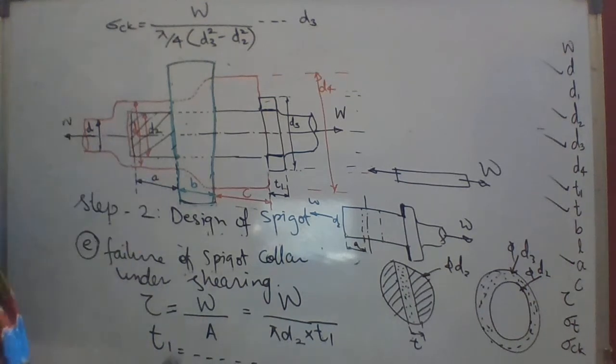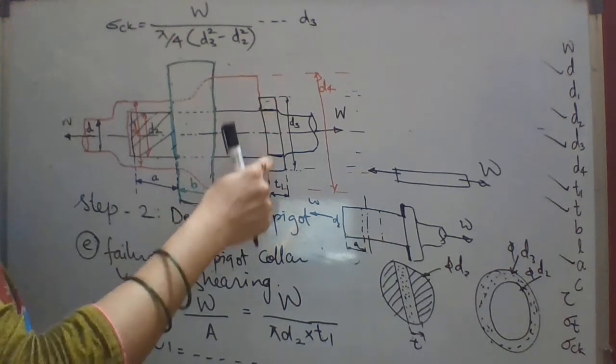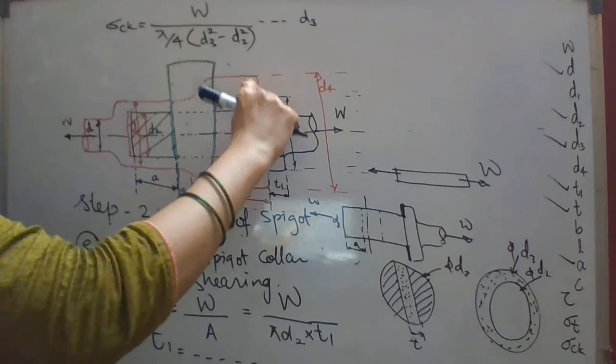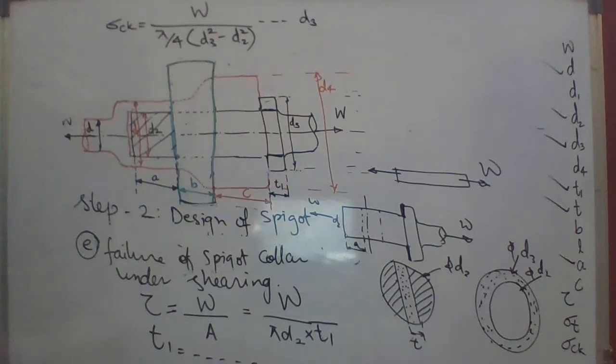Now we have considered the crushing stress induced into the spigot collar, and the shearing of the spigot collar, the step E. From this you will get T1. So we have received all these dimensions. The maximum failures we are considering into the spigot.